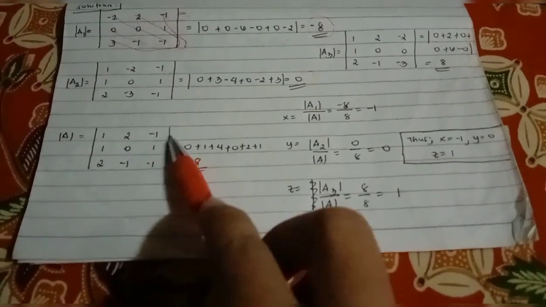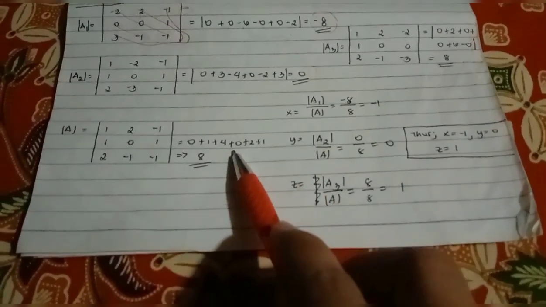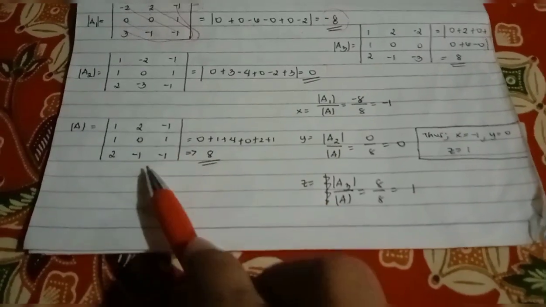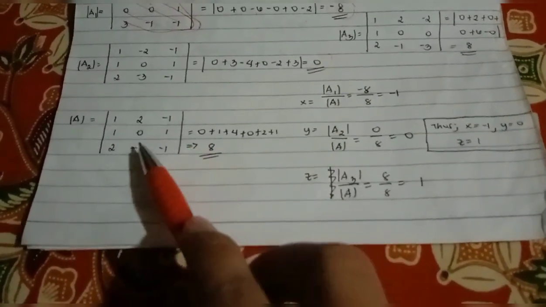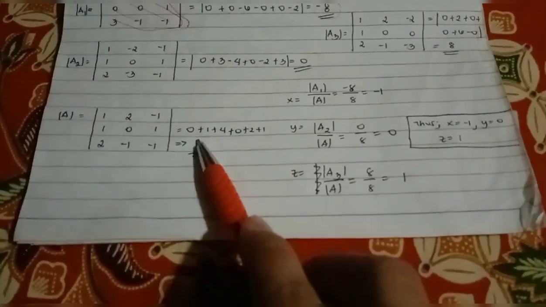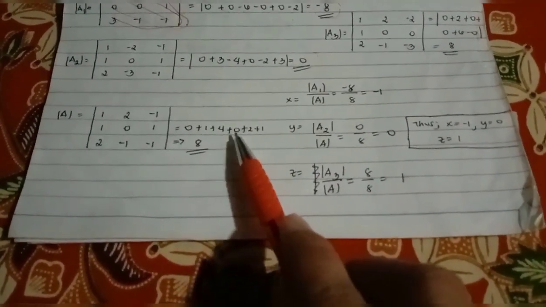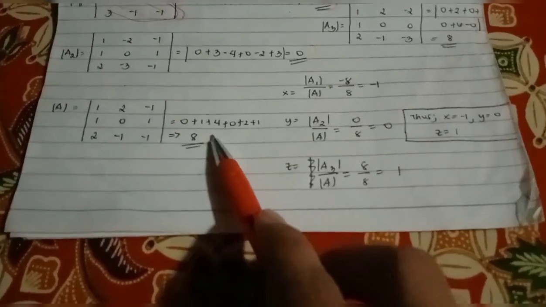1 times negative 1 times negative 1 is equals to 1. 2 times 1 times 2 is equals to 4. 2 times 0 times negative 1 is equals to 0. 1 times 2 times negative 1 is equals to 2. 1 times 1 times negative 1 is equals to 1. So 0 plus 1 plus 4 plus 0 plus 2 plus 1 is equals to 8.